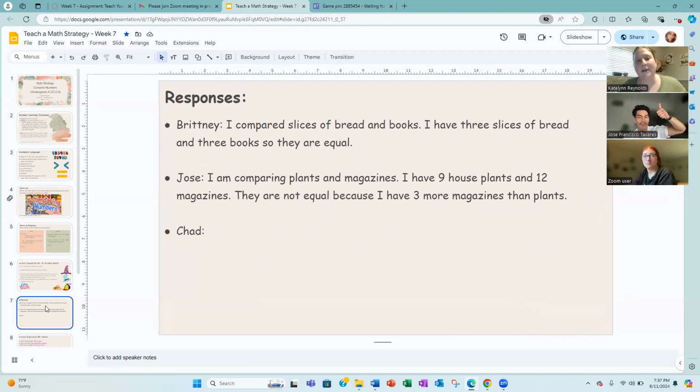Some time has passed. You found the objects. And Brittany, go first. I decided to compare slices of bread and books. I had 3 slices of bread and 3 books, so they are equal. Thank you so much, Brittany. Great job. And Jose? Yes, I am comparing plants and magazines that I found in my house. I have 9 house plants and 12 magazines. They are not equal because I have 3 more magazines than plants. Good job. And you counted to 12, so bonus points.